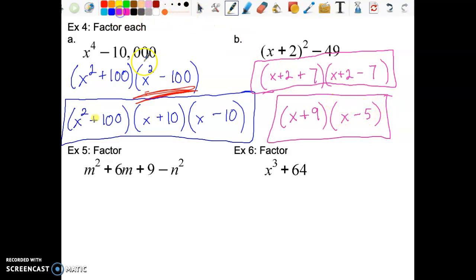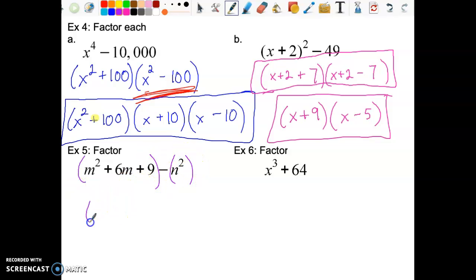We can do more grouping. That's what exercise 5 is. I believe this is grouping, if I remember off the top of my head. No, it's not. You can see why I would think it's grouping though.